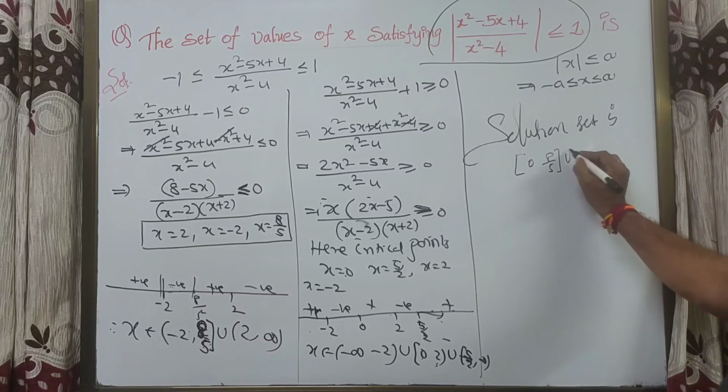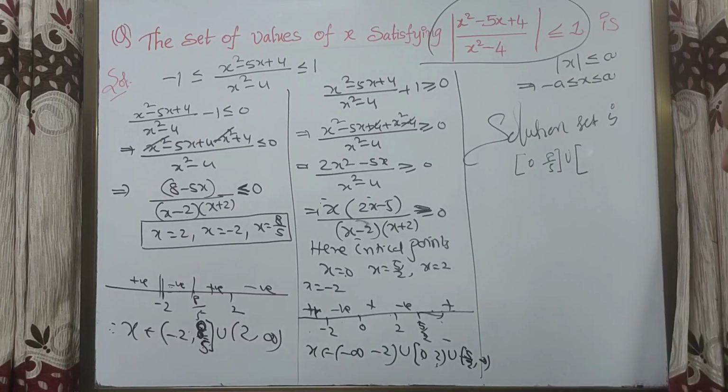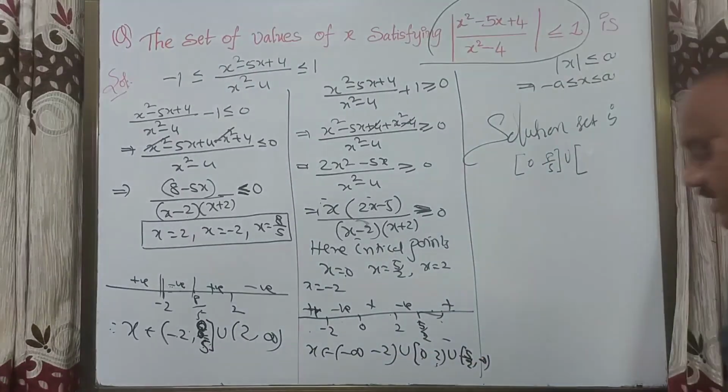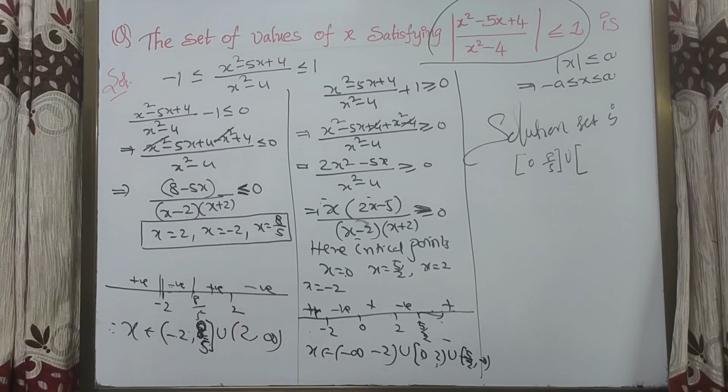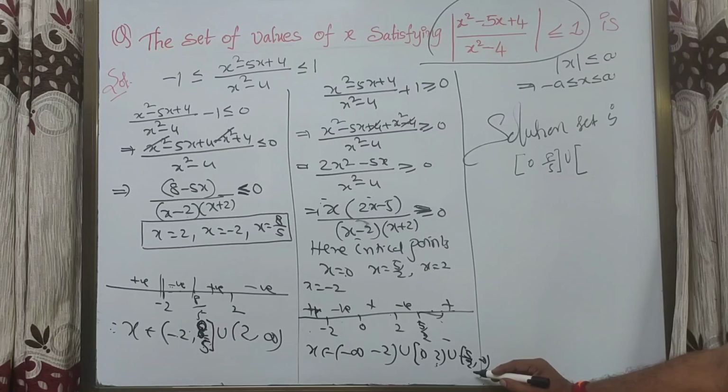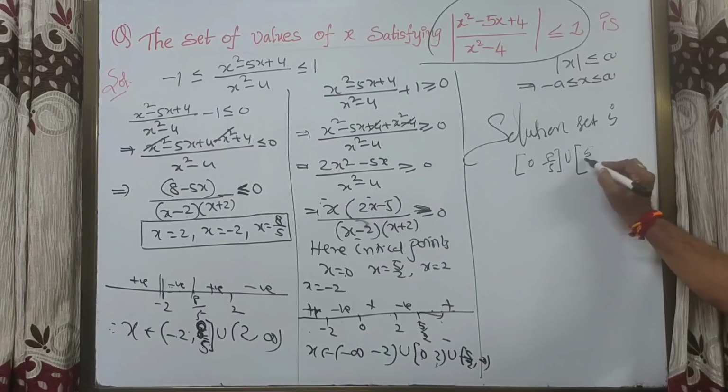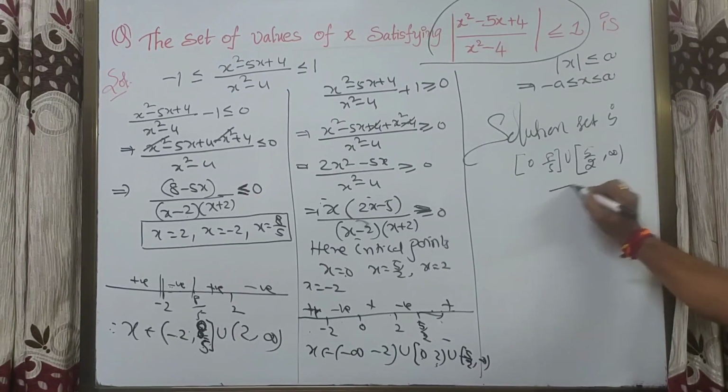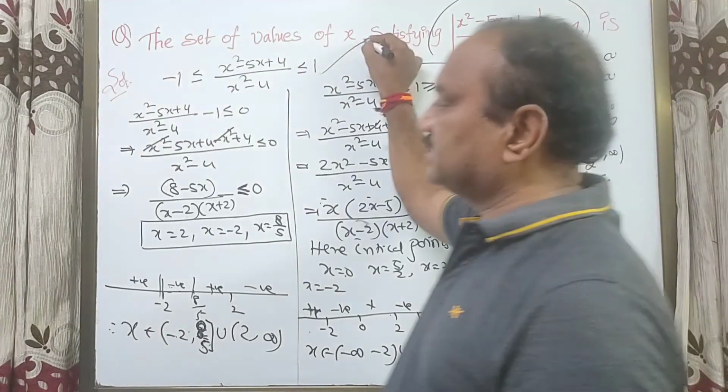Union. Next common interval here 2 to infinity, but from here 5 by 2 to infinity. For 5 by 2 it is closed. 5 by 2 to infinity. It is the solution set of this inequality.